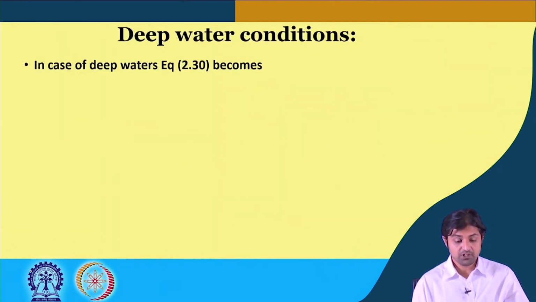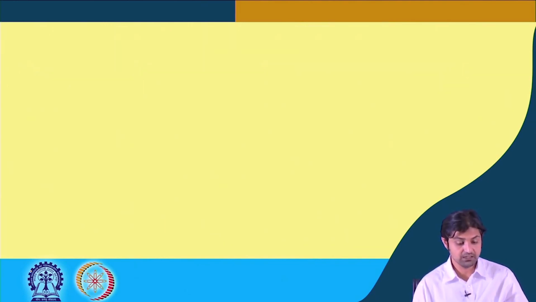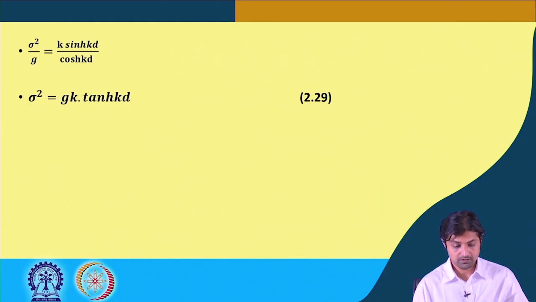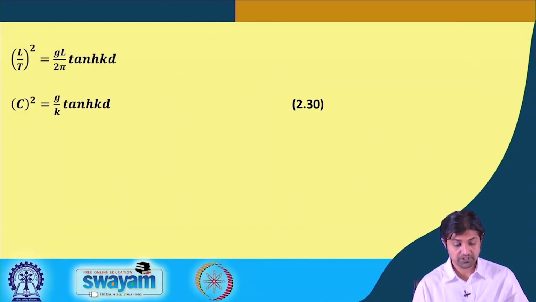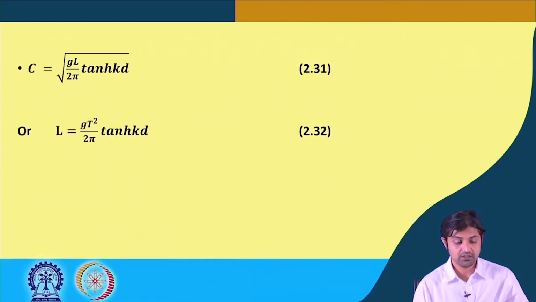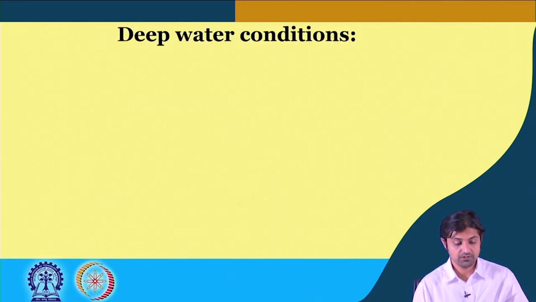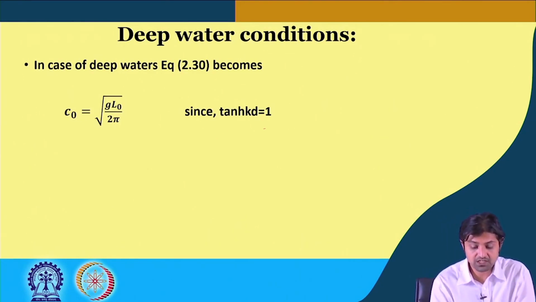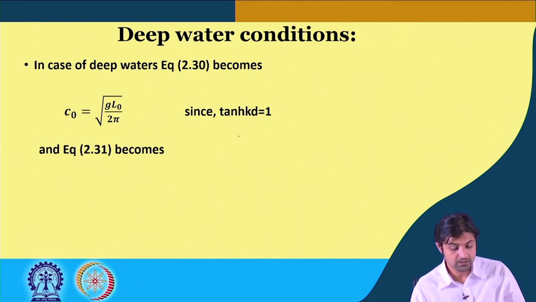Let us say the deep water condition. In case of deep water, equation 2.30. So, what was equation number 2.30? Equation 2.30 was C squared is equal to g by k tanh kd. Now, we go back to this. Since tanh kd is equal to 1, C naught will become under root g L naught by 2 pi.